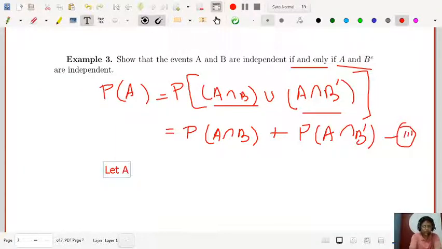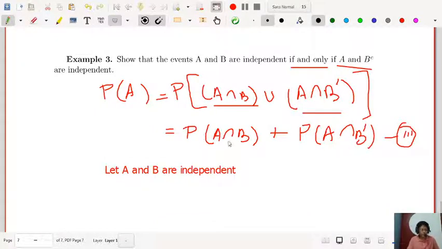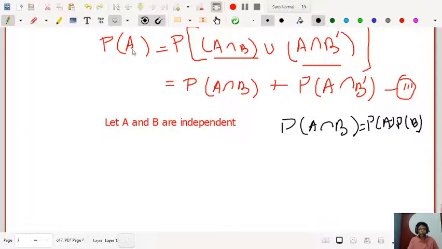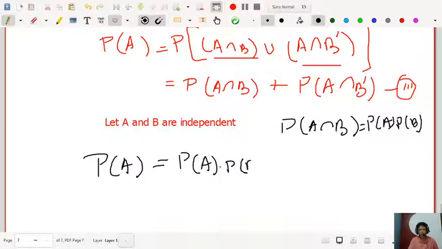Let A and B be independent. If A and B are independent, what is the meaning of that? You can write probability of A intersection B equal to probability of A into probability of B. So from 3 you can write probability of A equal to probability of A into probability of B plus probability of A intersection B complement.